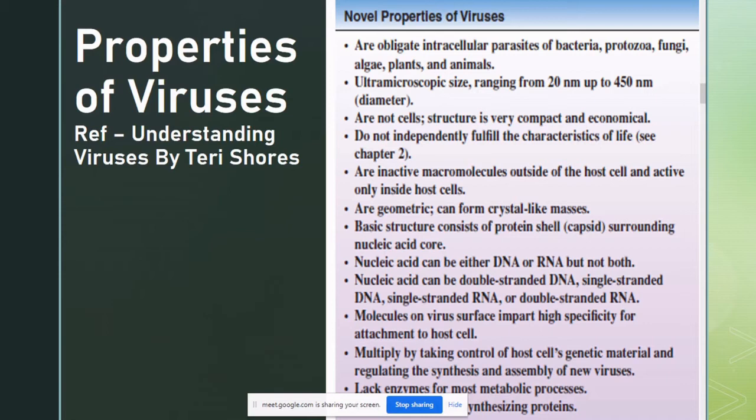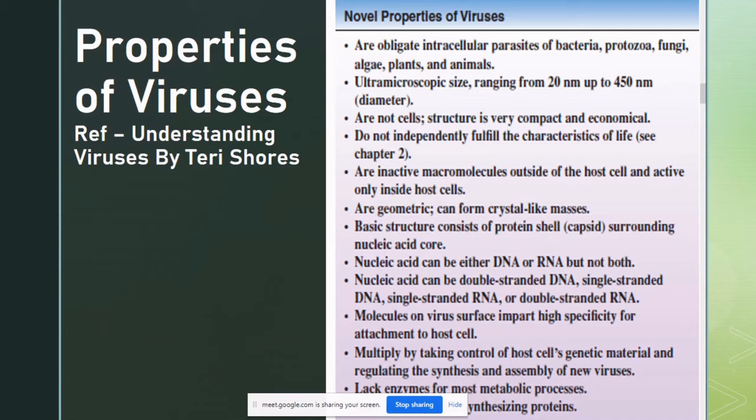Basic structure consists of a protein shell, that is the capsid, surrounding a nucleic acid core. Nucleic acid can be DNA or RNA, but not both. That's a very important point, but not both. Okay. Nucleic acid can be double-stranded DNA, single-stranded DNA, double-stranded RNA, single-stranded RNA. And there is one more point in single-stranded. When we discuss nucleic acid, I will ask you that. But this is very unique. In general cells, we have seen our DNAs as double-stranded DNA and RNAs as single-stranded RNA. But in viruses, it can be single-stranded DNA and double-stranded RNA as well.